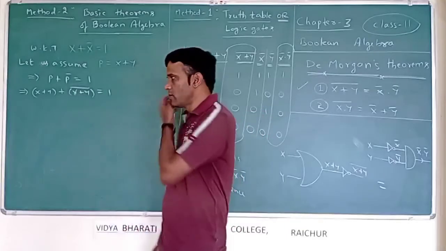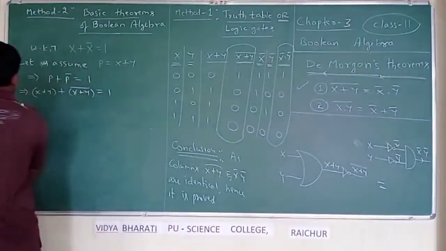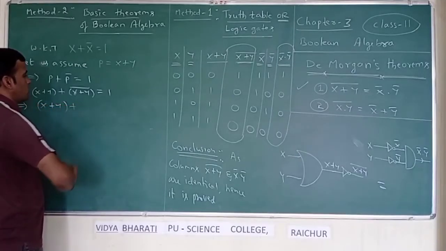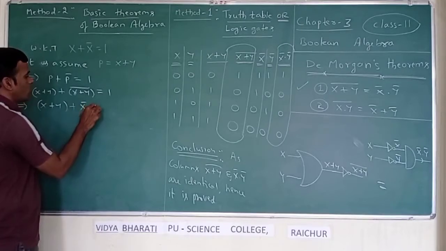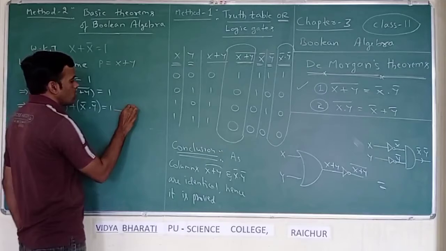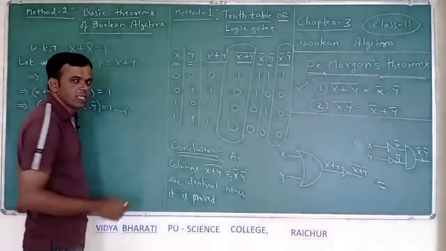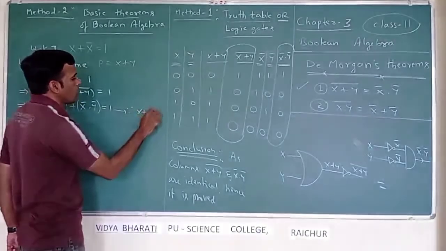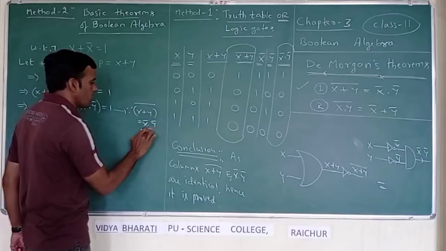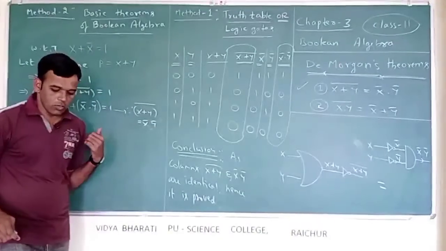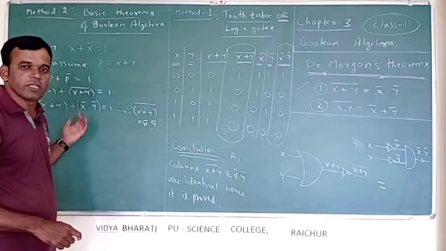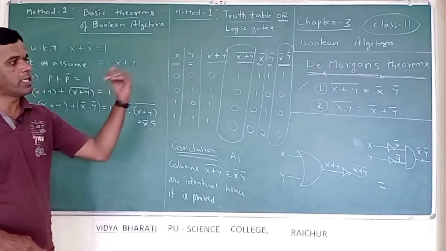So, in this way we are trying to prove that theorem, (x plus y) whole bar equals x bar into y bar. Okay. So, now this implies x plus y plus x bar into y bar equals 1, because we are using the theorem itself, (x plus y) whole bar equals x bar into y bar. So, we have substituted. Now, we are seeing whether we will get 1 or not in the LHS. If we get 1 in the LHS, we can say that is proved.